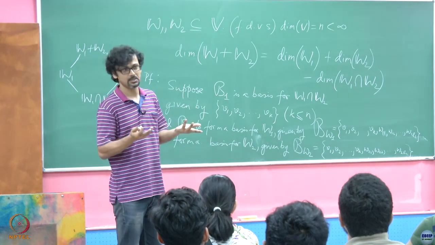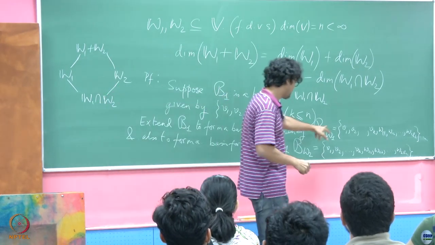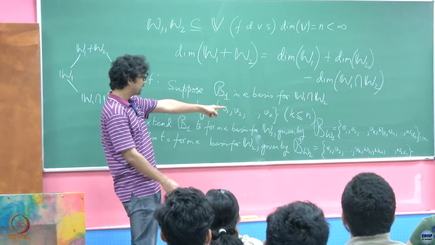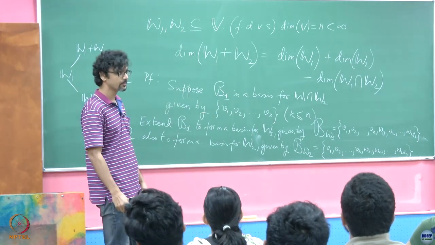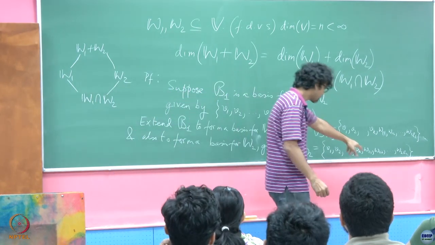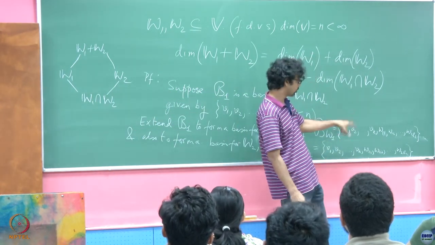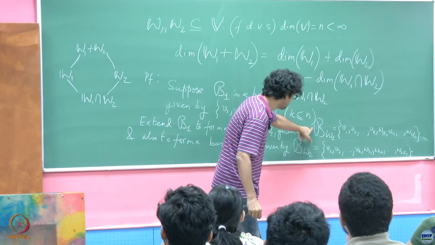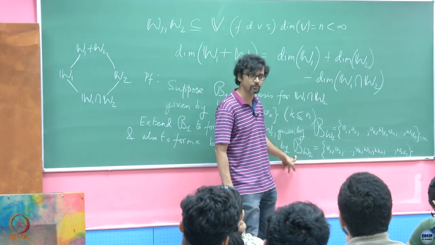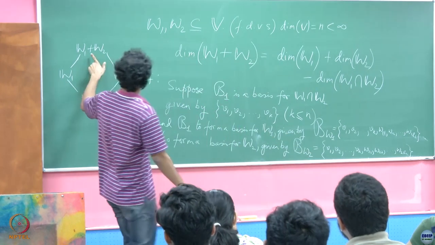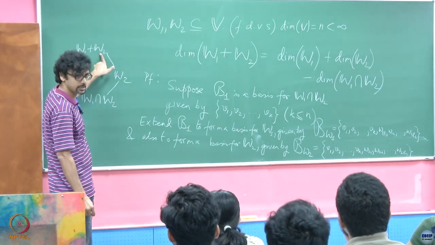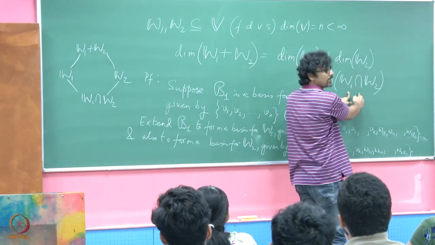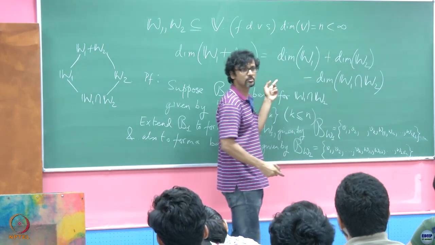Yes. So what I have to show is that if I take the union of BW1 and BW2, and if I manage to prove that this is indeed a basis for W1 plus W2, then look at the number. If you take the union, obviously you are not counting this twice. What is the total number of vectors then you end up with? K plus L1 plus L2. So if I show that BW1 union BW2 is a basis for W1 plus W2, then I would have shown that the dimension of W1 plus W2 is K plus L1 plus L2. And what is this? K plus L1, K plus L2, minus K. Right? So that's K plus L1 plus L2. I would have shown the equality.